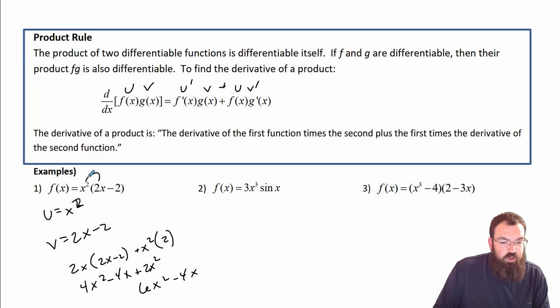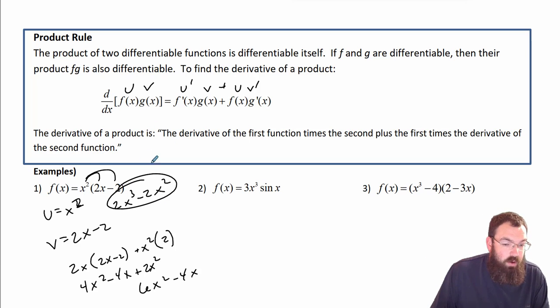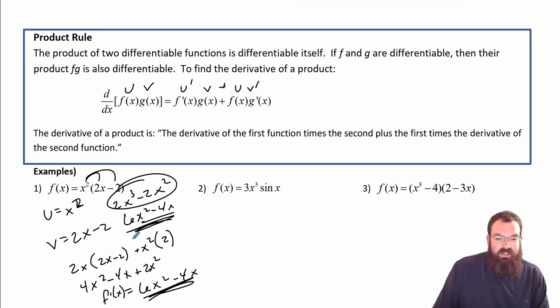Now, if you were to multiply this out and distribute it, you get 2x to the 3 minus 2x squared, which if I took the derivative of without using the product rule, because I didn't need to, that's just simple power rule, I get 6x squared minus 4x. So I get the same answer both ways. Make sure we notate that this is the derivative of f. But regardless, you get the same answer.